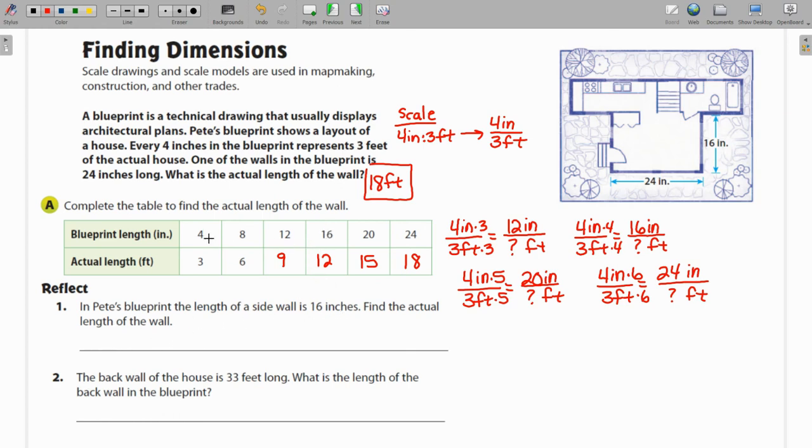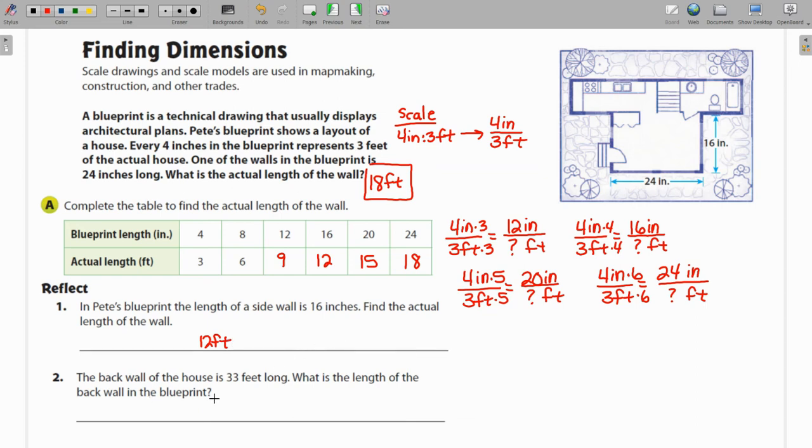So we go back up here to our table. We go to blueprint length in inches. We go over to 16. And when we find that 16, then we just read its corresponding actual length in feet. So when you have 16 inches of blueprint length, you're going to have 12 actual feet of your home. So we're going to have 12 feet here.